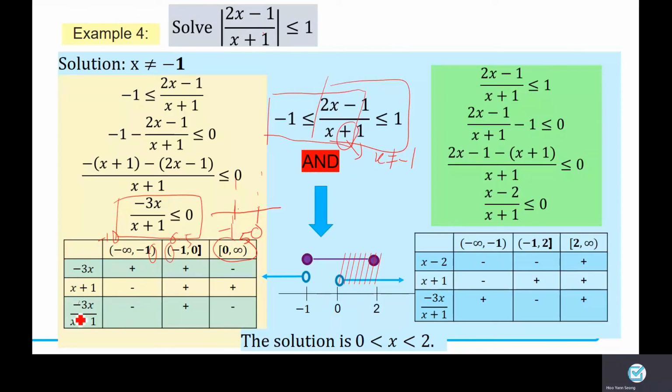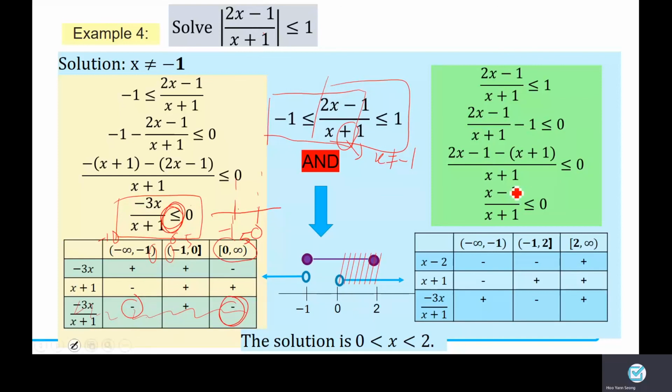So this one actually is the conclusion: positive multiplied by negative is negative. For the second column we try 0.5, multiplied with -3x is negative, and negative times positive is negative, and so on. Then this is my conclusion. When you look at the conclusion, when it is less than 0, we look at our negative sign. So these two regions are our answer.